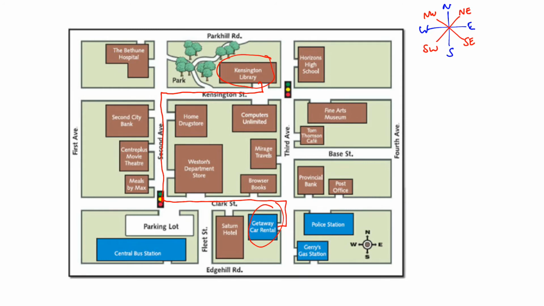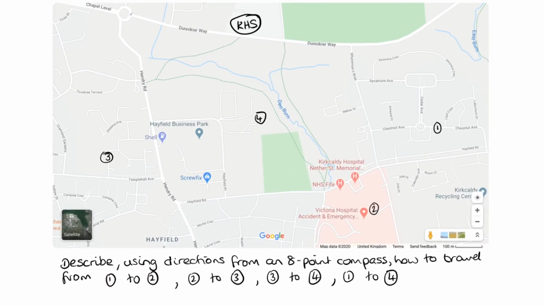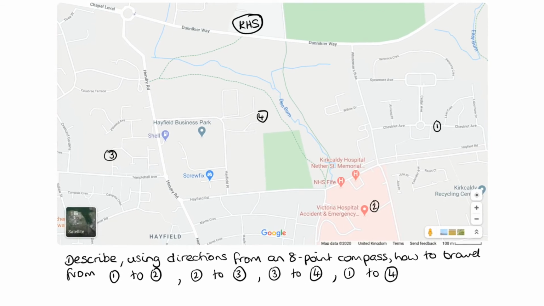Okay, now what we're going to do is look at an actual map. Okay, so this is a map of part of Kirkcaldy. So here is Dunakia Park, so Asda's along this way, it's not on the map. KHS is here, and then we've got the hospital down here.